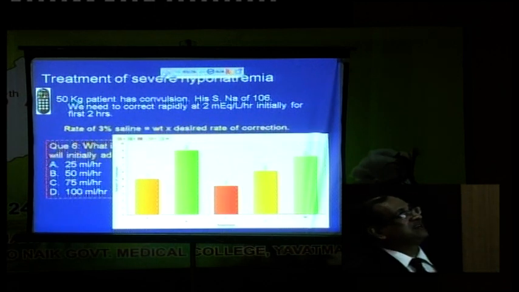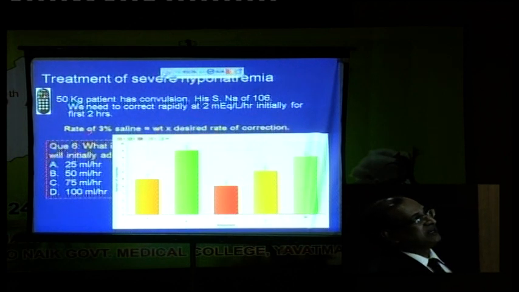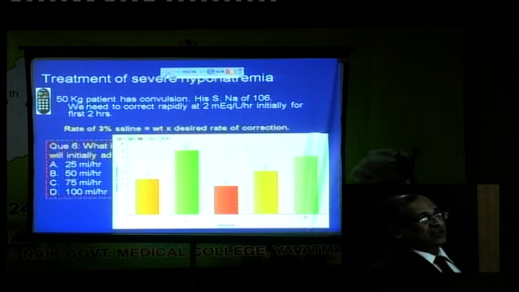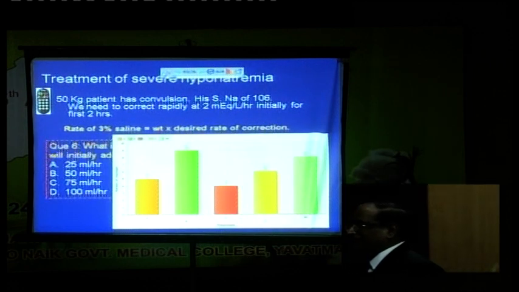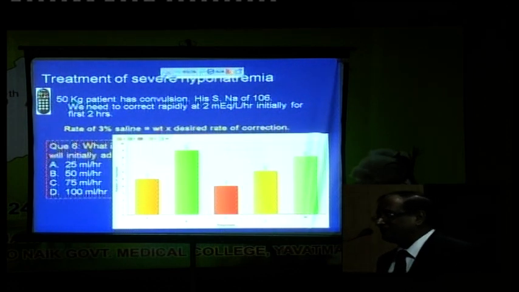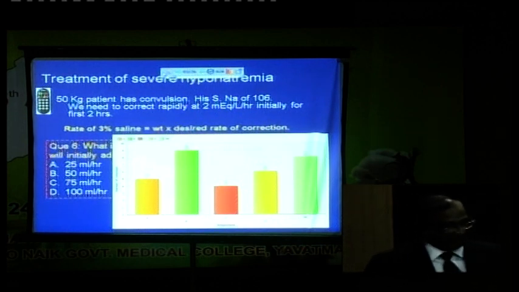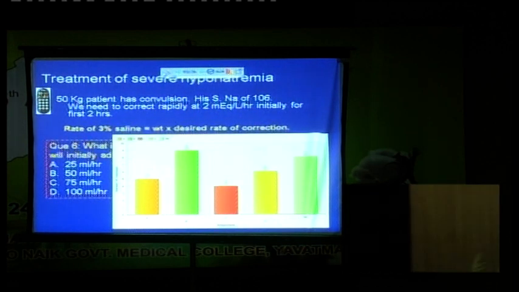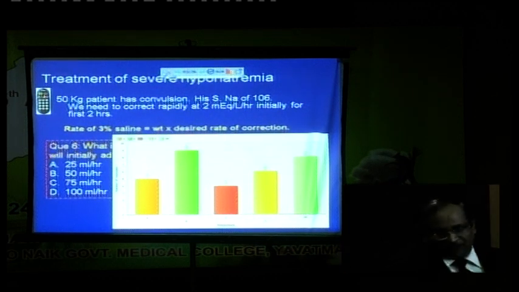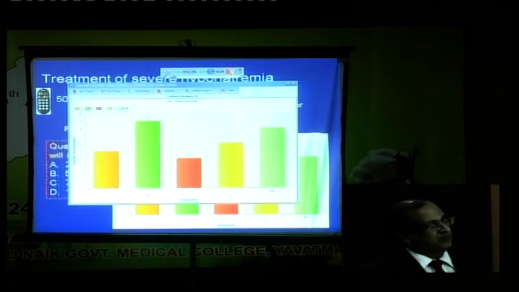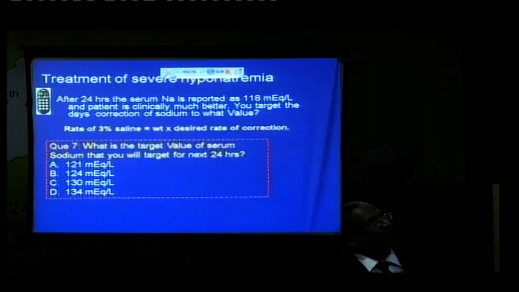So same thing here, weight of the person 50 kg, rate of correction 2, it's 100. And how many got it right? 6. So many people thought that 50 into 2 is 75. Doctor, the topic in next conference should be simple mathematics for dummies. But you can appreciate what stupid mistakes we make at the bedside. So this was the first question. Let's go on to the second part.